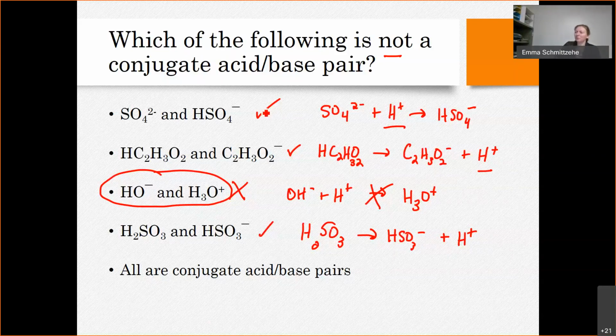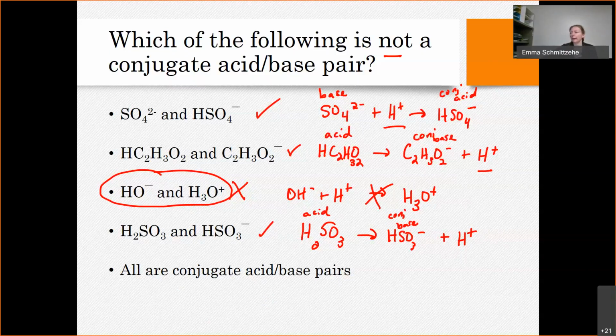So based on the way I wrote these, looking at the connections, in this first case, the SO4 2 minus is acting as a base, and the HSO4 would be my conjugate acid, okay? And then my HC2H3O2 would be acting as an acid and forming its conjugate base when it loses its H plus, okay? And then the H2SO3 would be acting as an acid, and it would form its conjugate base of HSO3 minus, okay, if you want to classify how they relate to one another.